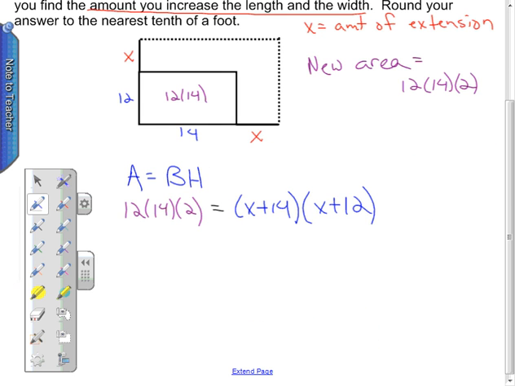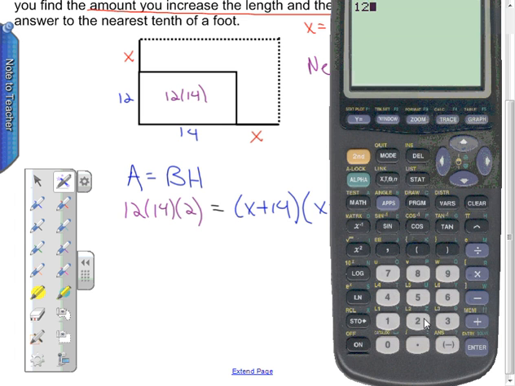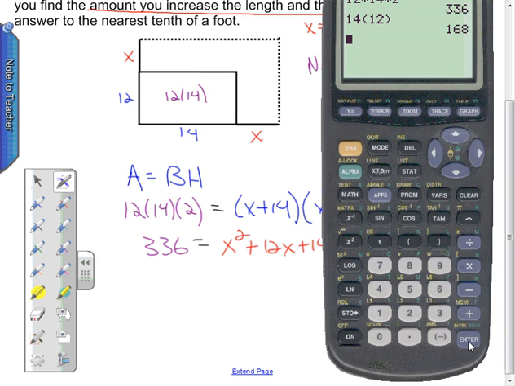Now from there, I hope we see that this is going to be a quadratic because we've got two linear binomials, and when I FOIL it out, it'll create a quadratic equation. So let's start to do some simplifying and re-expressing. The first thing I'm going to do is take 12 by 14 times 2 and see that that is 336. And that is going to be equal to what this FOILs out to be, which will be x times x is x squared, x times 12 is 12x, 14 times x is 14x, and then 14 times 12 is going to be 168.